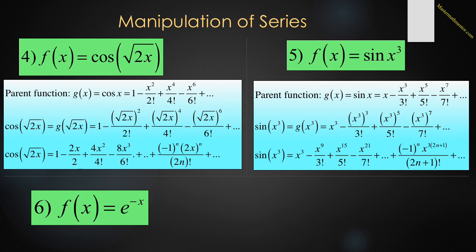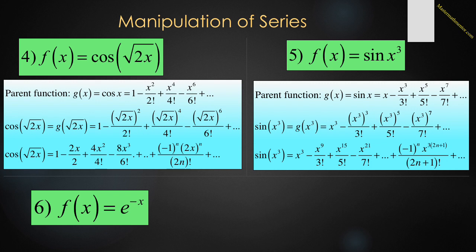So the sine of x cubed is simply g of x cubed, which is x cubed minus x cubed cubed over 3 factorial plus x cubed to the 5th over 5 factorial minus x cubed to the 7th over 7 factorial plus dot dot dot. So the sine of x cubed is x cubed minus x to the 9th over 3 factorial plus x to the 15th over 5 factorial minus x to the 21st over 7 factorial plus dot dot dot. Our general term is negative 1 to the n x raised to the 3 times quantity 2n plus 1 over quantity 2n plus 1 factorial.